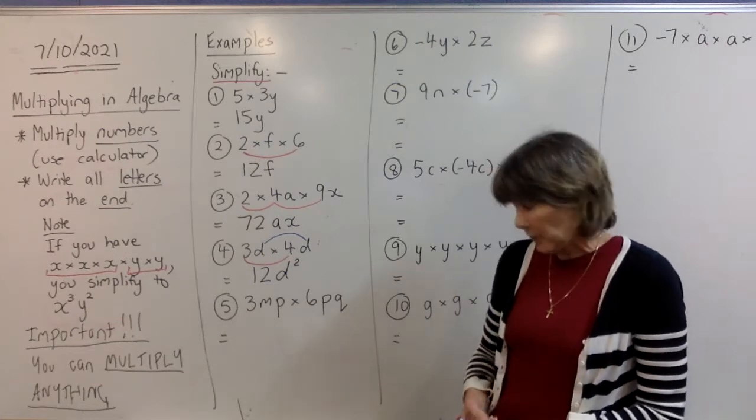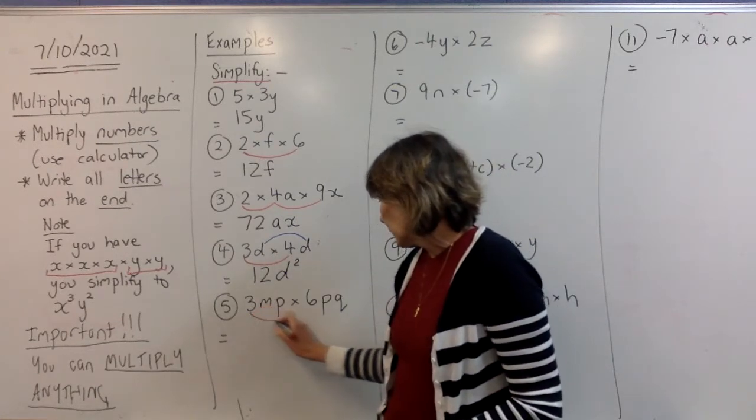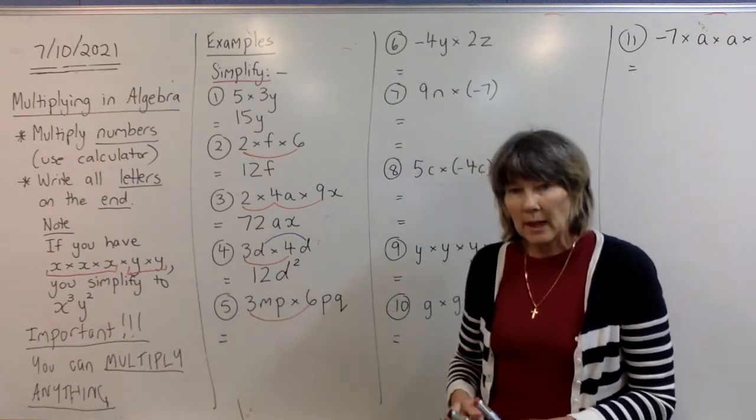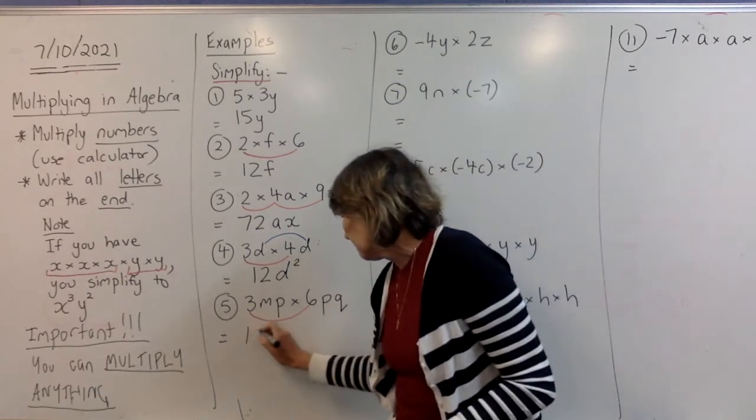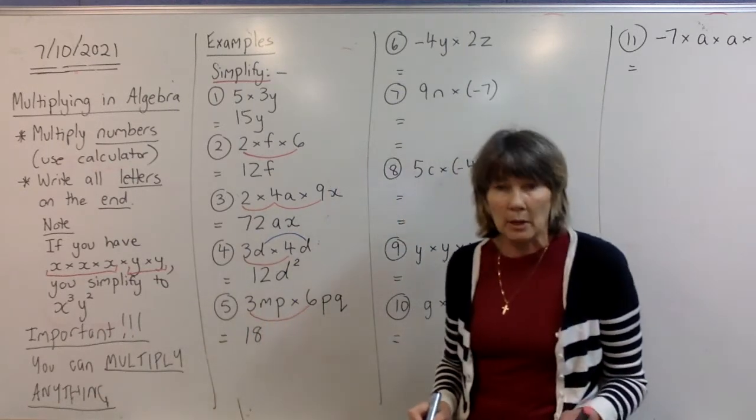Alright, the next one, we're doing our numbers first. 3 times 6. The calculator will give you 18. And all our numbers go on the end.